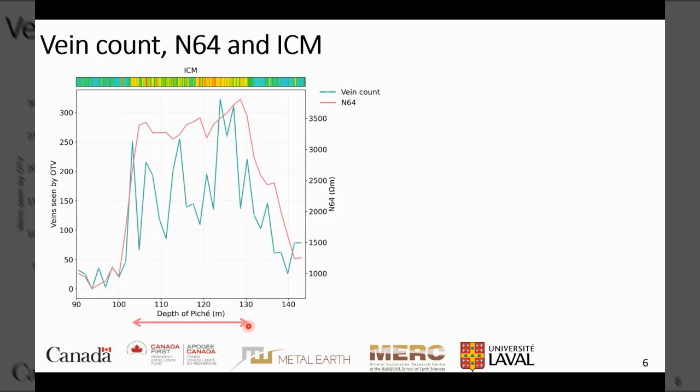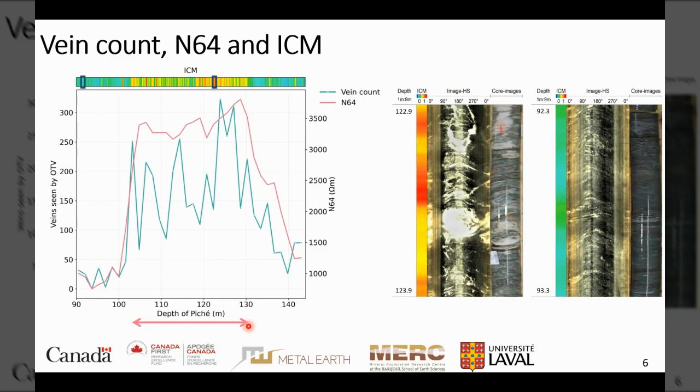Just to give you an example, on the left, we see that we are having a section with warm colors. The image in the OTV seems more complex. And if we look at the core images, we see that there are many veins here. However, on right, we see that we are having like cool colors. The image of the OTV and the core images show that basically the rock is way more homogeneous in comparison to the image on the left.